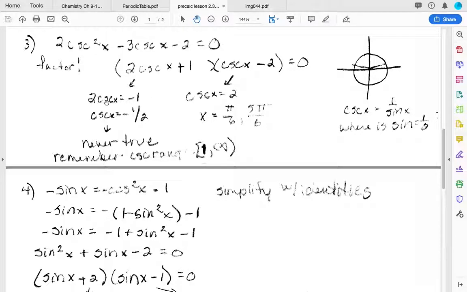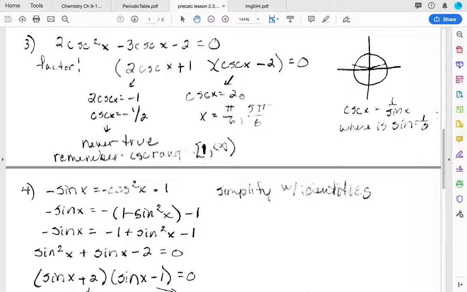So we have 2 cosecant x equals negative 1 when I set them equal to 0 and then solve for cosecant x. I divide by 2, and now I'm looking for when cosecant is negative 1/2. Well, we know that's never true because cosecant's range goes from 1 to infinity, so there's no values that make this true. So I look at the other part, the other factor, cosecant x minus 2 equals 0.